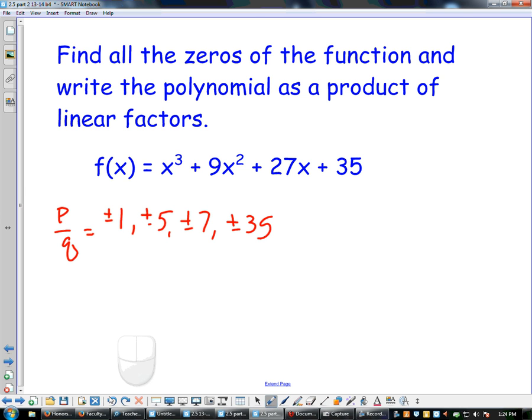And so I could start trying them randomly, but let's check for how many positive real zeros and how many negative real zeros there will be by doing Descartes' rule of signs.